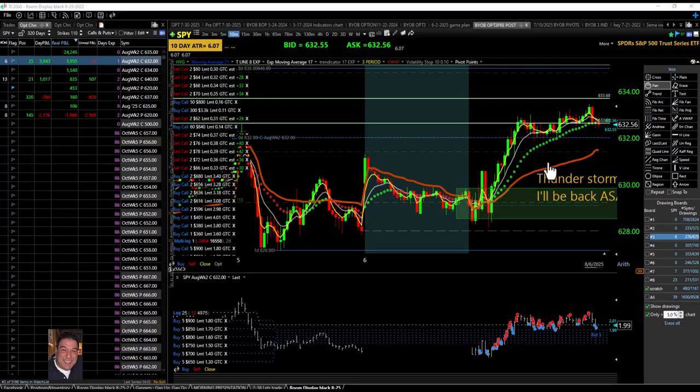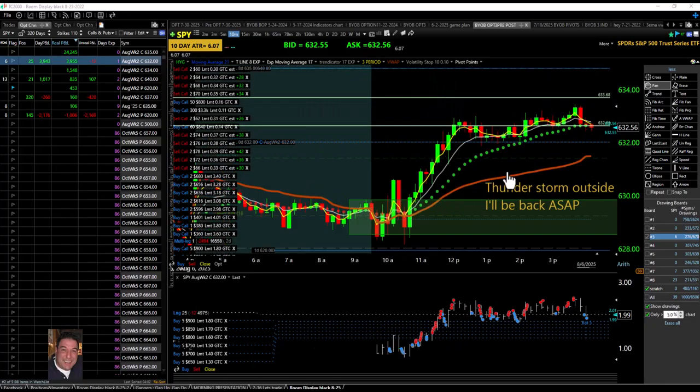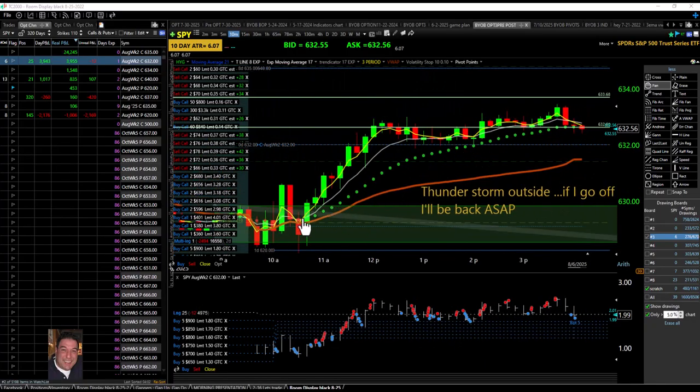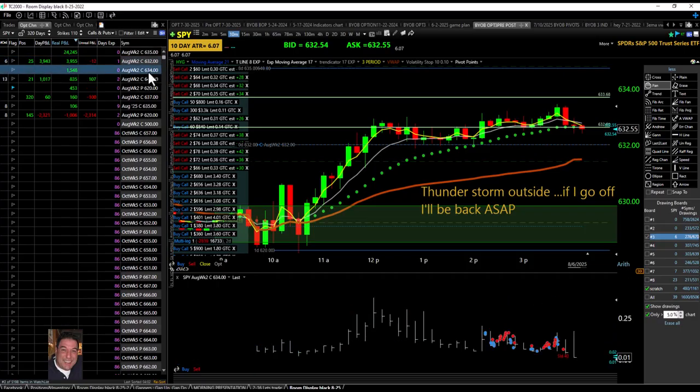So VWAP's moving up. You want some bullish instruments to be trading, so calls were the perfect pick for those. 1,500 on some 634 calls. Again, buying the lows, selling the highs right here on the flatland. Price consolidating, just buy the lows, sell the highs, buy the lows, sell the highs.